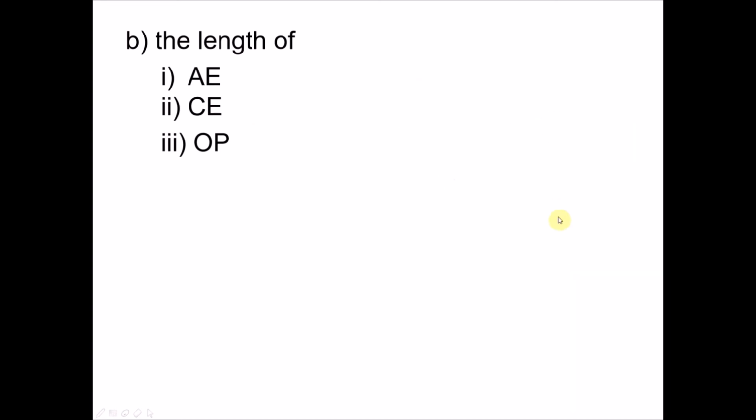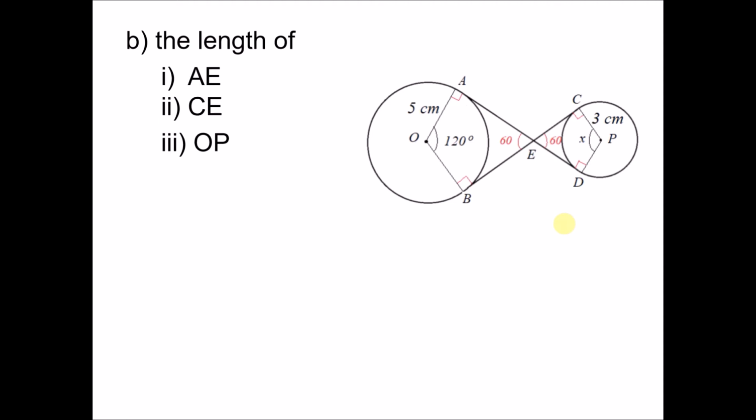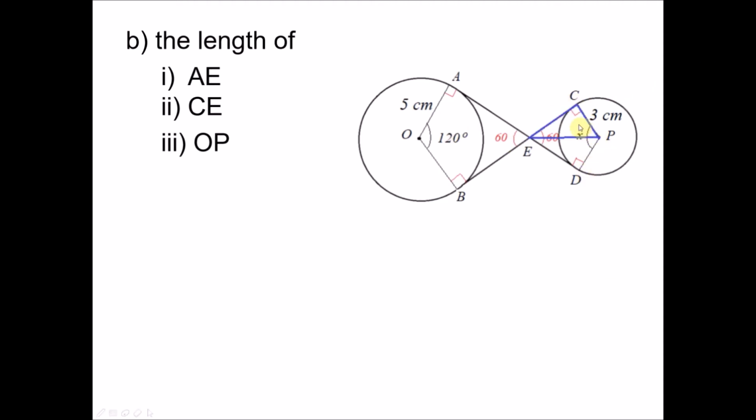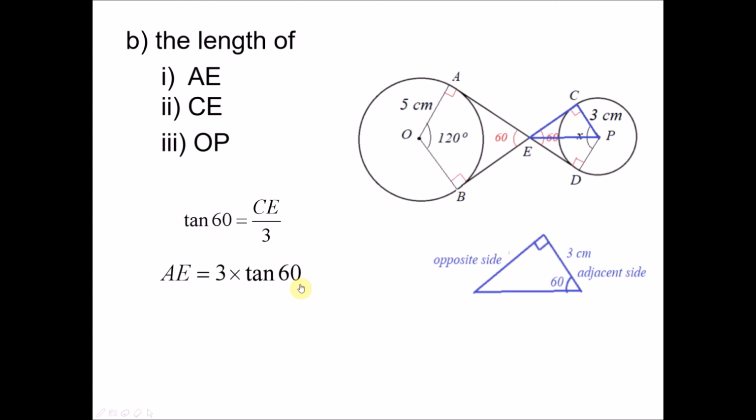Okay, CE is here. So actually we just apply the same method, only this time we are using this triangle here, which is a right angle triangle. X is still the same, it's 120, so the half of this is 60. 3 centimeters is adjacent, this is opposite. So tangent 60 equals to opposite over adjacent. Opposite is CE, adjacent is 3. Move the 3 here, CE equals to 3 times tangent 60. Use your calculator, you get the answer.